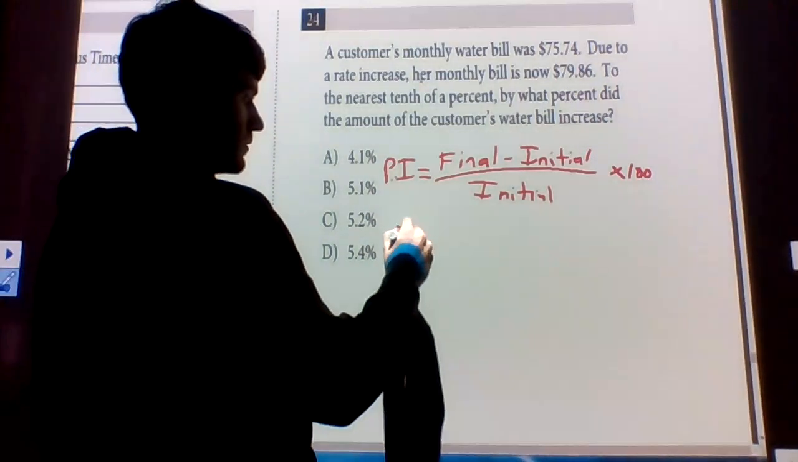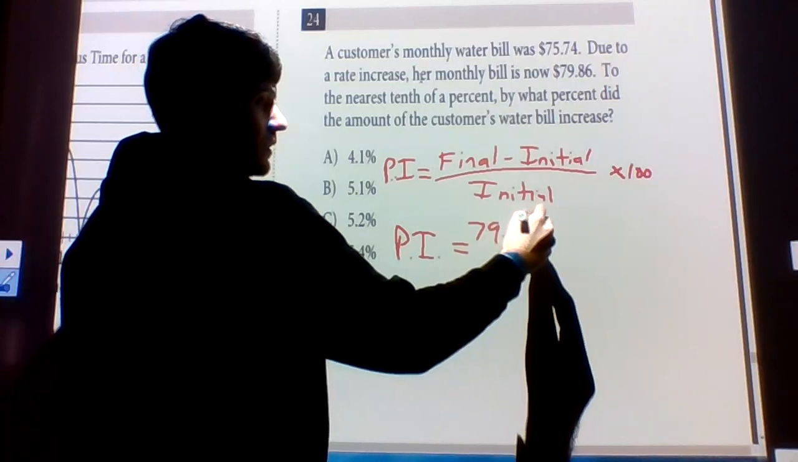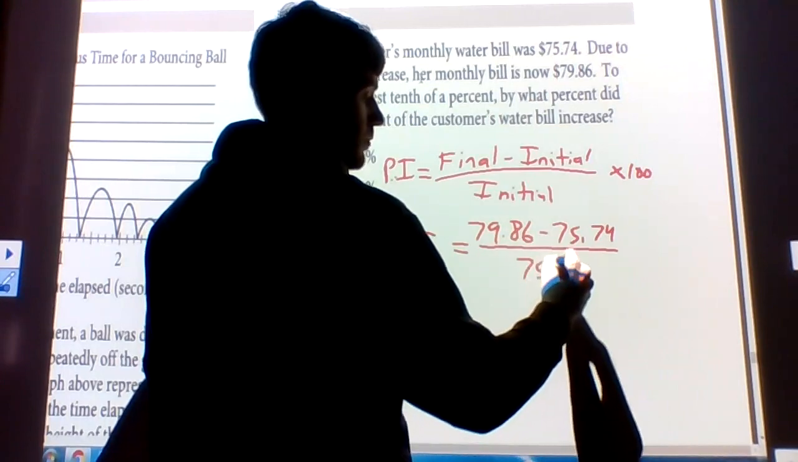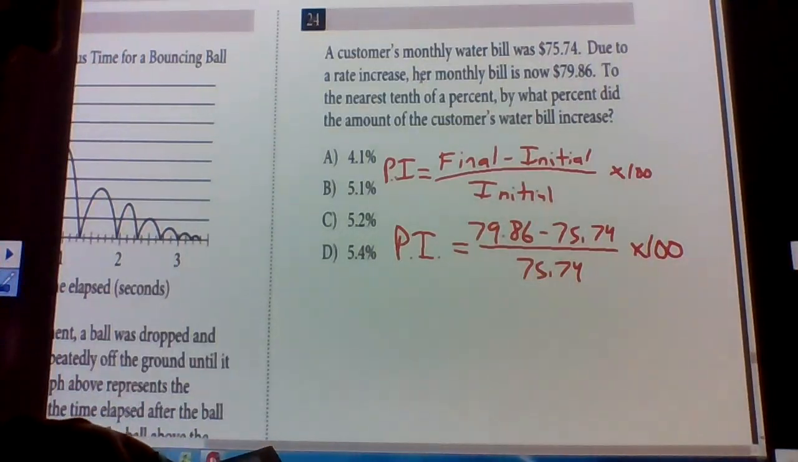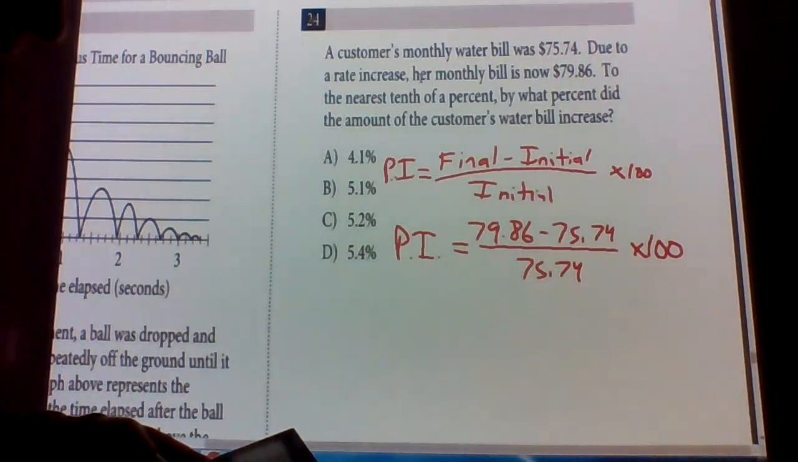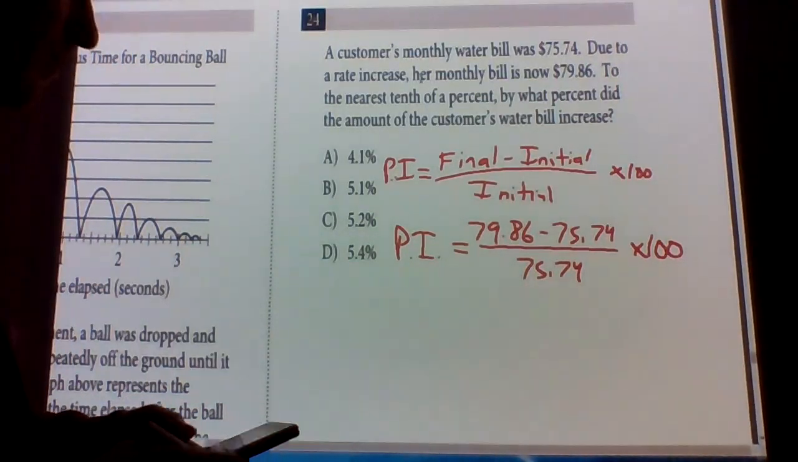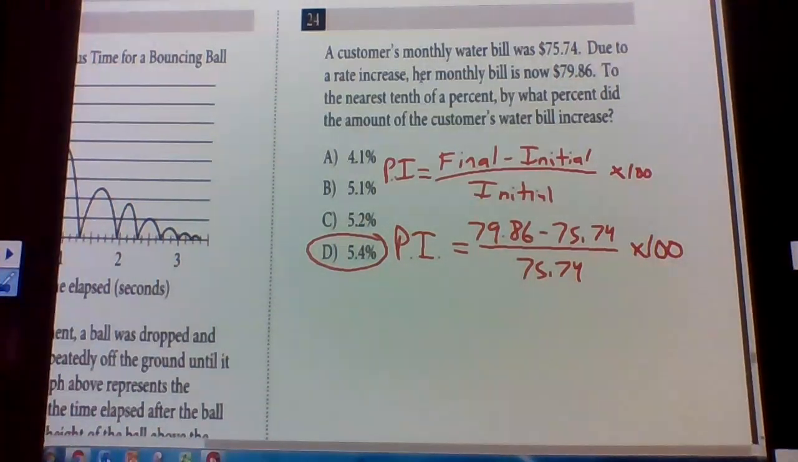Okay, so your percent increase is going to equal your final, 79.86, minus 75.74, divided by your initial, which was 75.74, times 100. So just do it all in the calculator. 79.86 minus 75.74 equals, divided by 75.74, and then times 100, and that's 5.4%. 24 should be D, and it is.